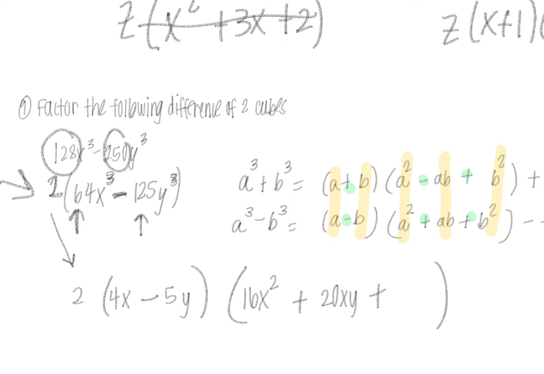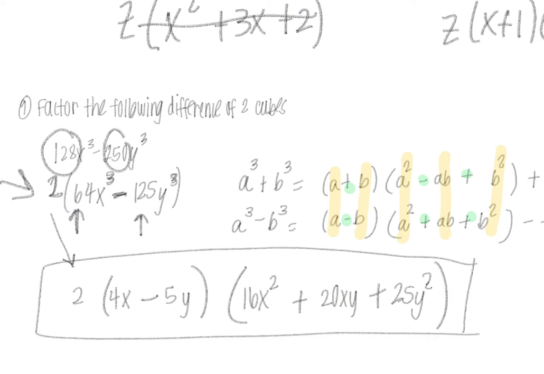If b squared is 5y, if b is 5y, then b squared is 25y squared. Did the formula. Done.